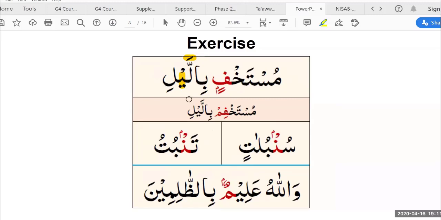Mustakhfim bil-layli. Okay. Now this time the meme sakin sound was short. Okay. Mustakhfim bil-layli. Both of them should be equally prolonged. Mustakhfim bil-layli. Okay. So keep practicing and inshallah it will get better. Yeah. Next word.